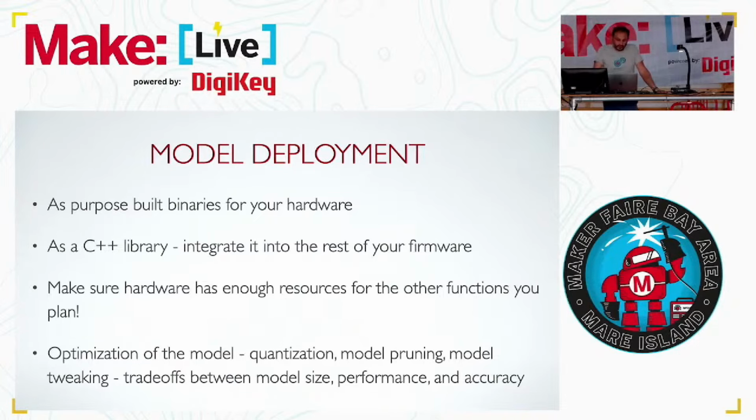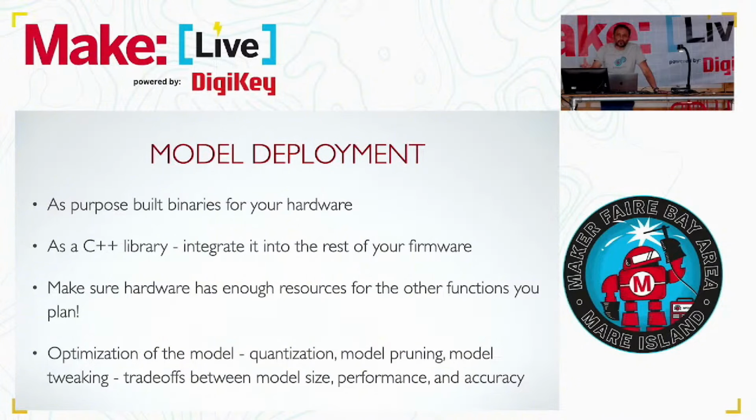So how do you go about doing that? You can do that as purpose-built binaries for your hardware, and there are tools like Edge Impulse that will compile your model into the suitable binary for the hardware that it supports. So you can just drag and drop it in, and it works. Everything is great. Or you can download it as a C++ library and integrate it into the rest of your firmware. Just make sure that the hardware that you're using has enough resources, not only for the model, but also for the other functions that you're planning to do.